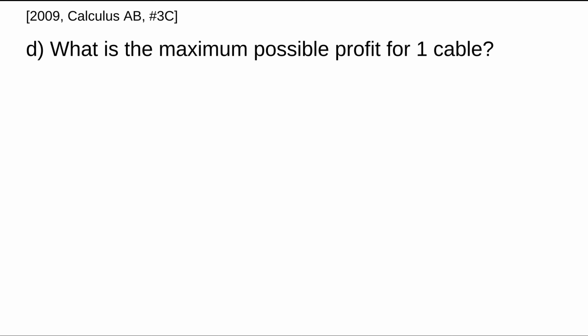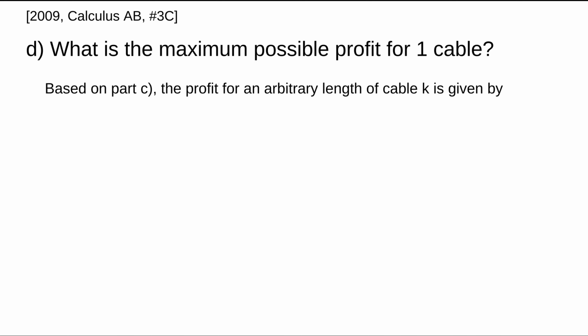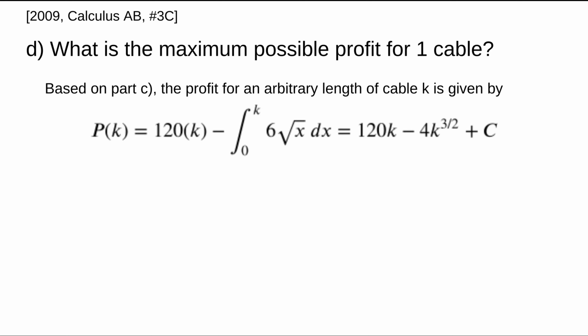All right, so part D, what is the maximum possible profit for one cable? Based on the function we found in part C, the profit for an arbitrary length of cable K is given by an integral expression. P of K is 120K minus the integral from 0 to K of 6 square root x dx. We can actually evaluate the antiderivative of 6 square root x. So we're going to get 120K minus 4K to the 3 halves plus our constant C.